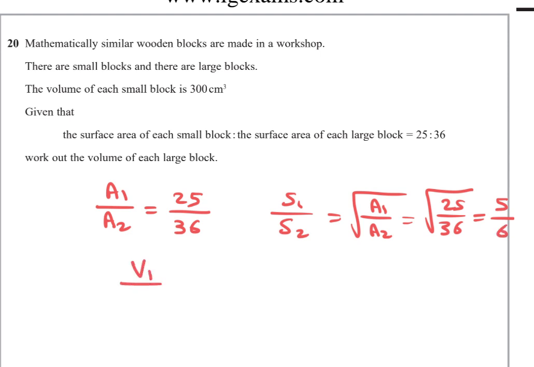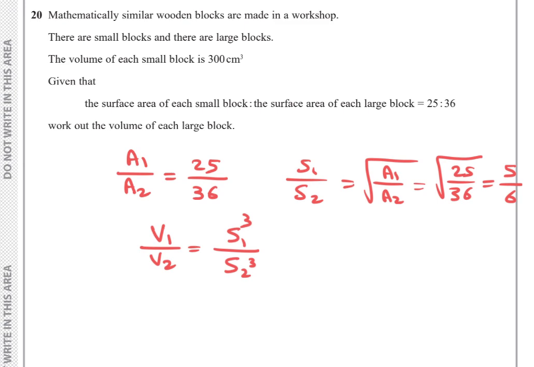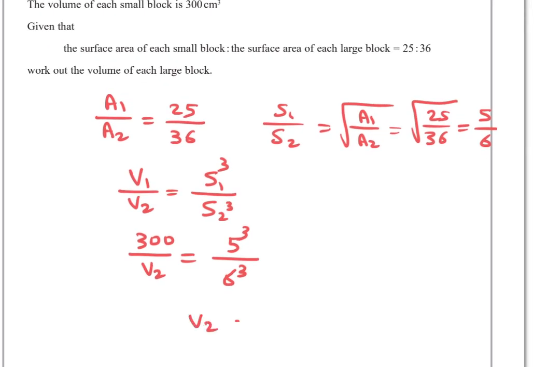Now, because they are similar, V1 over V2 equals side 1 to the power 3 over side 2 to the power 3. So the volume of the small one is 300. We need to find the volume of the large one. So 5 cubed over 6 cubed. Now cross multiply to find the volume of the large: 300 times 6 cubed divided by 5 cubed equals 518.4 centimeters cubed.